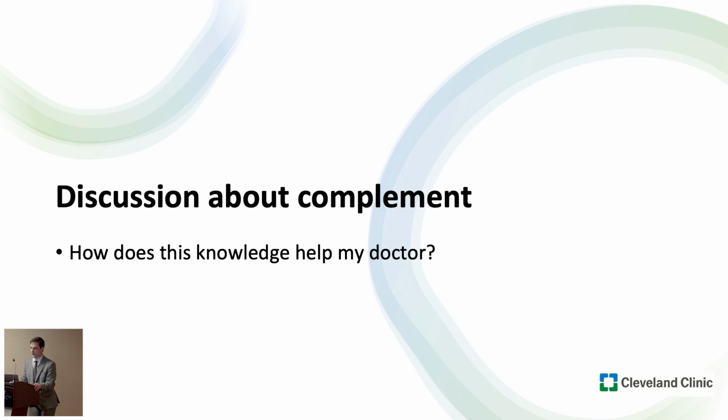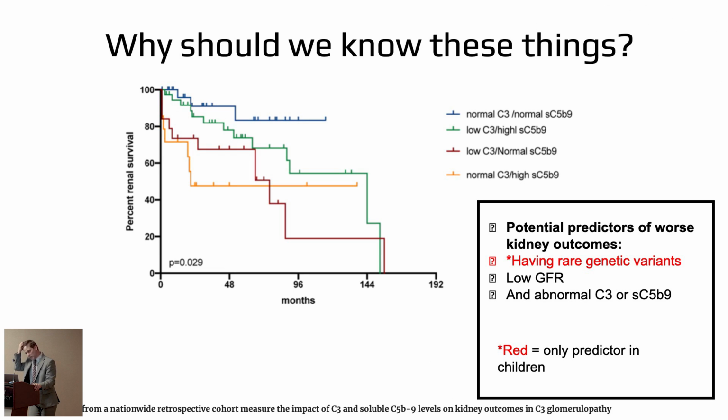So how does this knowledge help my doctor? If you order these specialized tests and you get a sense of my C3 is this or that, my soluble membrane attack complex is this or that, how does that help me? Well, the best I can tell you is it may guide us in terms of your kidney survival if those numbers are low or high.